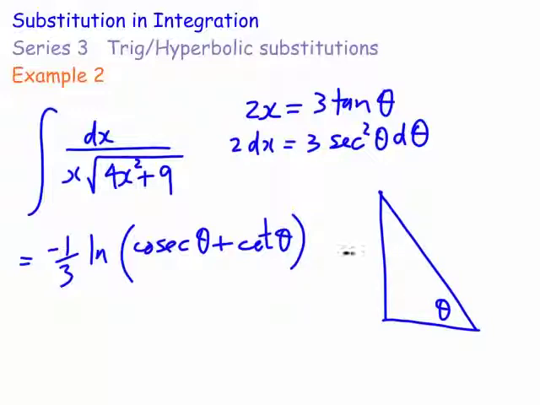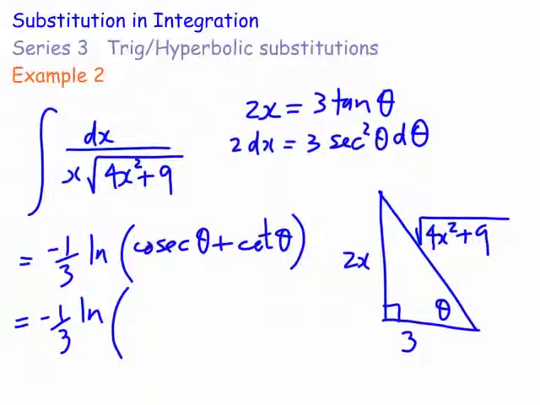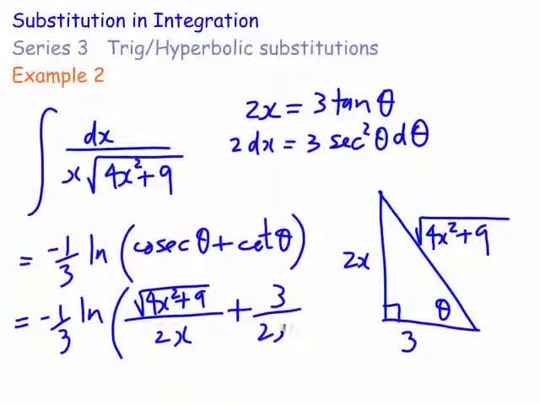We know its tan is 2x on 3. It's a right angled triangle. We know the hypotenuse must be the square root of 4x squared plus 9. And let's just substitute this in. So we end up getting minus 1/3 ln. Now cosec is 1 on sine, so sine is 2x on the square root of 4x squared plus 9. So it's the reciprocal of that, which is the square root of 4x squared plus 9 all over 2x. Now cot is obviously the reciprocal of tan, so it's now just 3 over 2x, plus c.